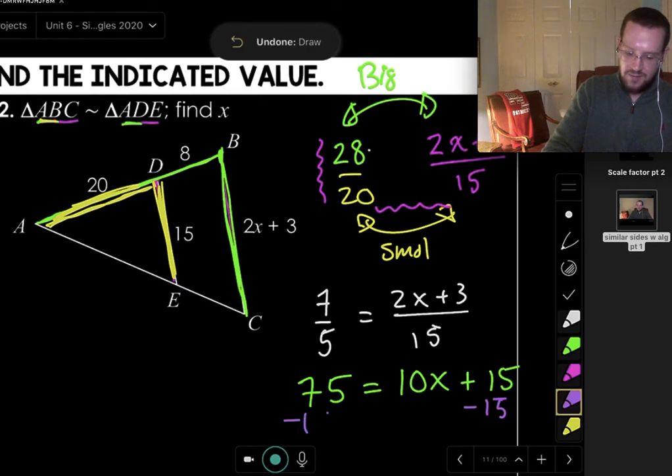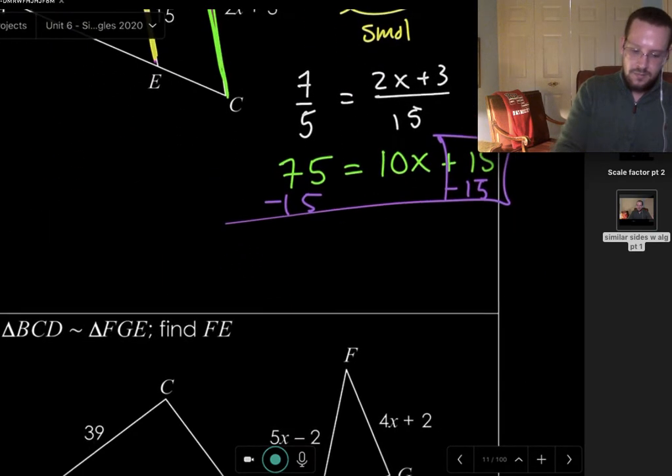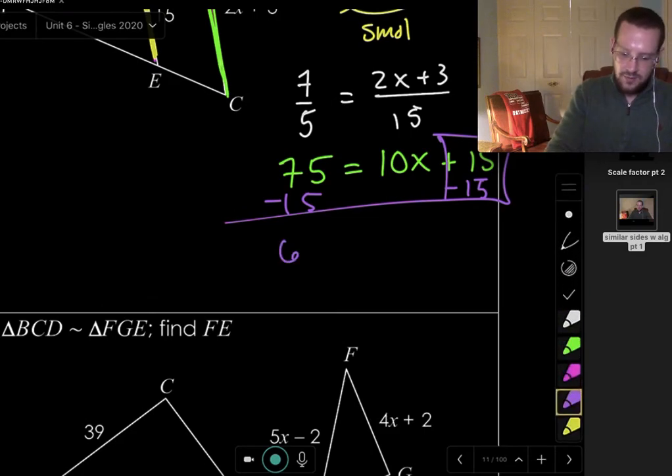I'm going to subtract 15 from both sides, do a little box here, and just continue working on the easiest problem that was ever made. And we find x is equal to 6.